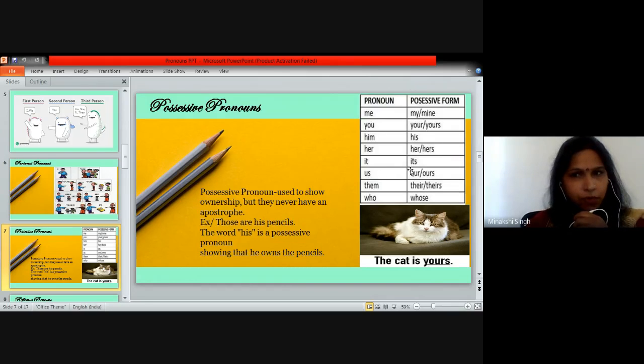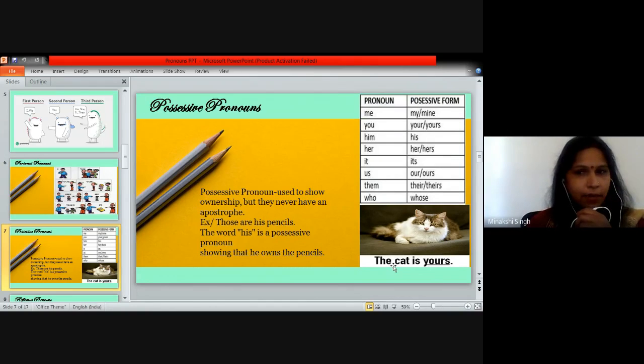Us, personal pronoun; our and ours, possessive pronouns. Them, personal pronoun; their and theirs, possessive pronouns. Who is a personal pronoun, while whose is a possessive form of pronoun. So, students, you can go through this table to know about personal pronouns and possessive forms of pronouns.